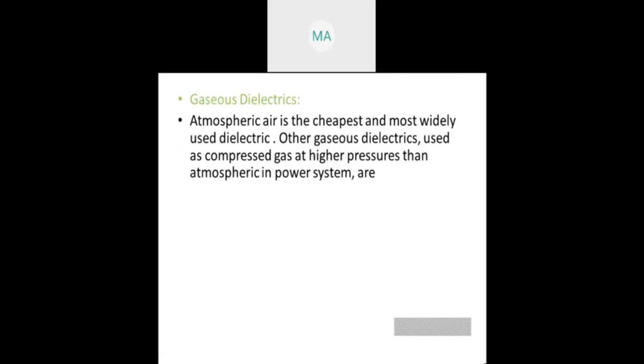Here, all insulators are not dielectric, but all dielectric materials are insulators. Remember.